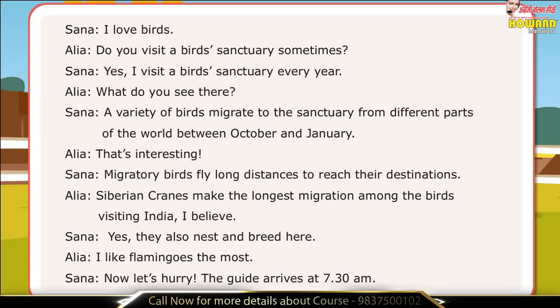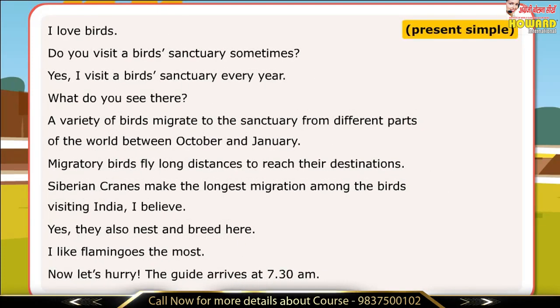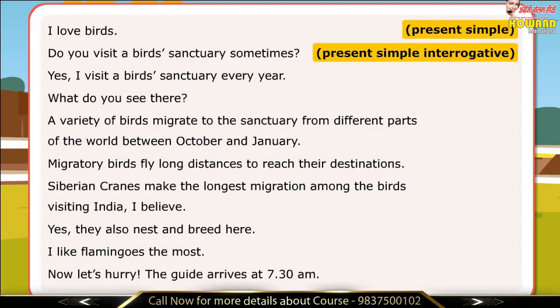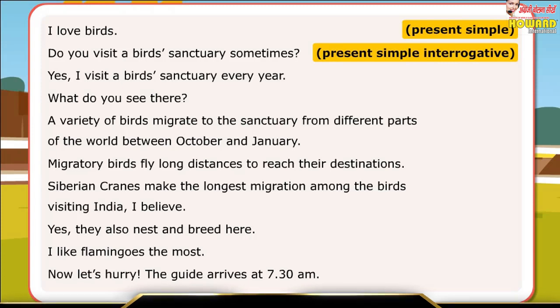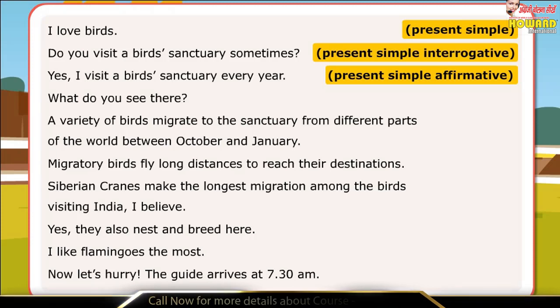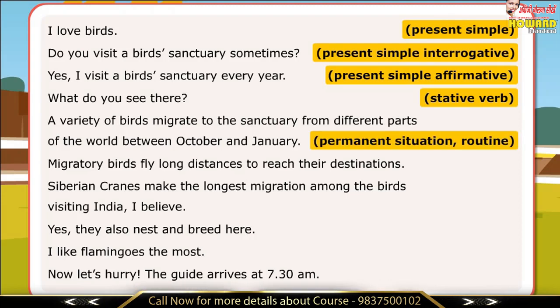Here are some examples of sentences with verbs in present simple tense. I love birds. Present simple. Do you visit a bird sanctuary sometimes? Present simple interrogative. Yes, I visit a bird sanctuary every year. Present simple affirmative. What do you see there? Starter verb. A variety of birds migrate to the sanctuary from different parts of the world between October and January. Permanent situation, routine.